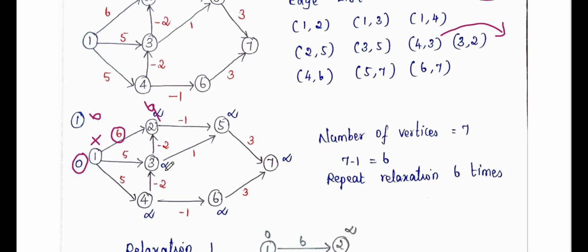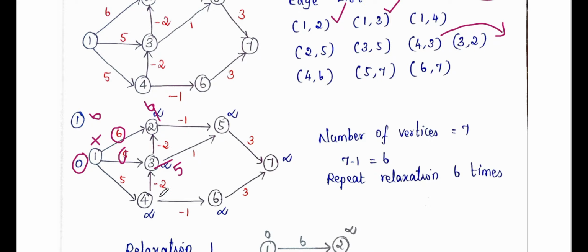Then move to this edge 1 to 3. The order is very important. We performed 1 to 2, that is over, right? Then perform 1 to 3. So here 0. Here what is the value? That is 5, right? So 0 plus 5, 5. 5 is less than infinity here, right? So update with 5. Clear? Then this edge is over.